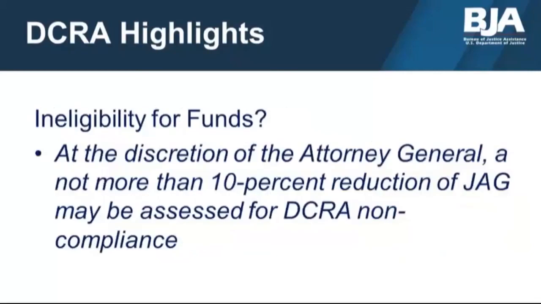Will there be a JAG penalty, which is mandatory, for not reporting? The statute authorizes a 10% penalty on JAG for noncompliance at the discretion of the Attorney General. The amount of the penalty may be used to set up systems to comply with the Death in Custody Reporting Act. It will be up to the department's leadership to determine if penalties will be imposed at this time or in the future.